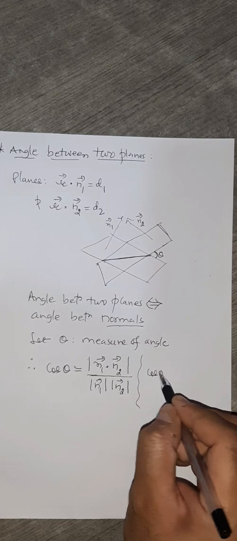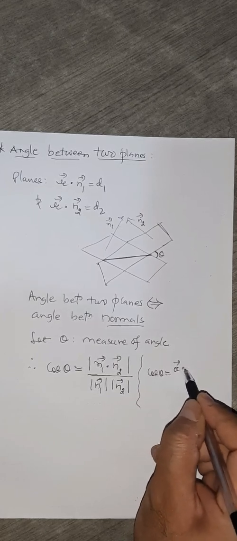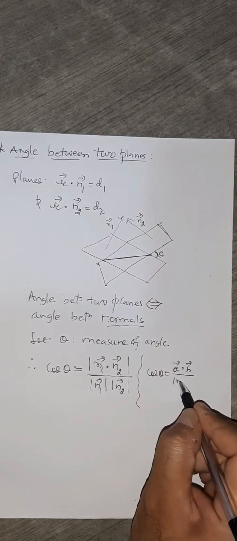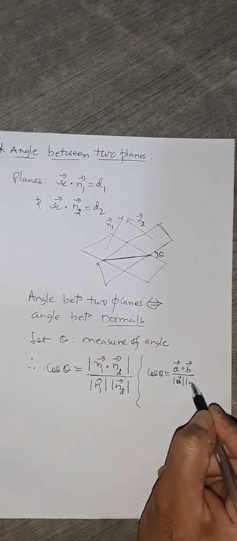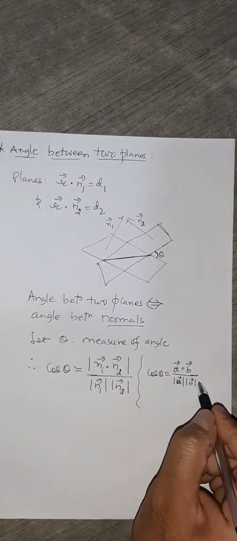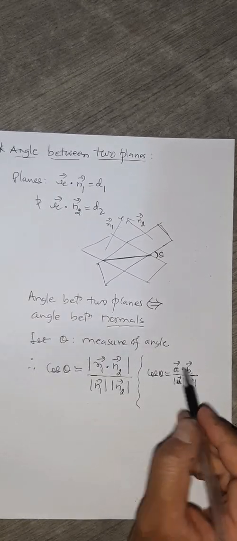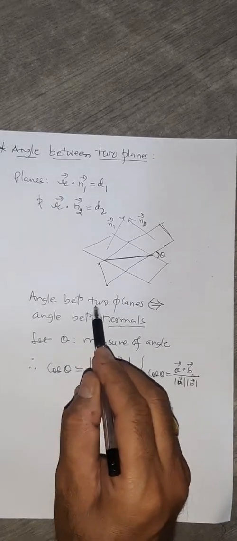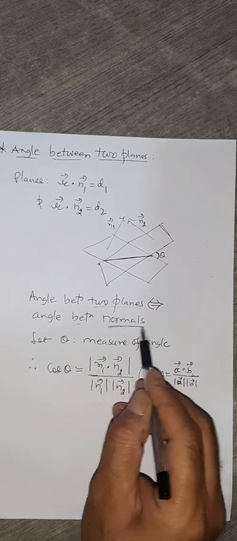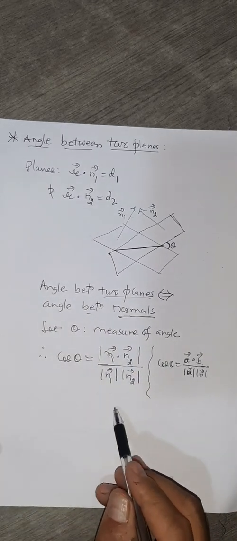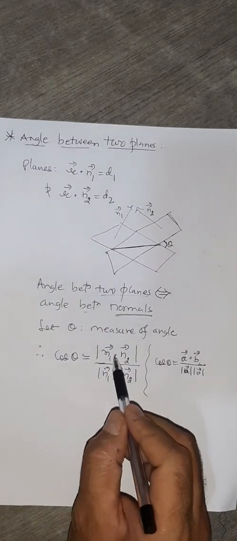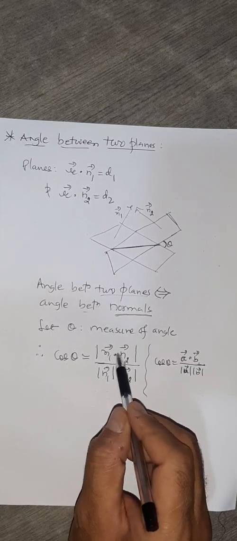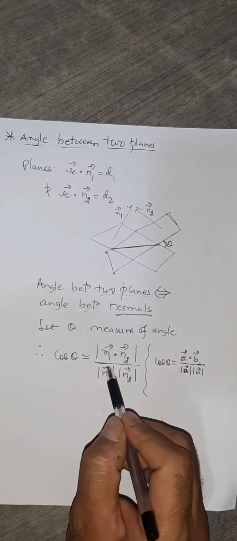There it was cos theta equals vector A dot vector B upon their magnitude, if you remember. This is for the angle between two vectors, vector A and vector B. Here this gives the angle between two planes. The angle between two planes is the same as the angle between their normals, remember. So cos theta equals normal n1 dot normal n2 upon their magnitude.